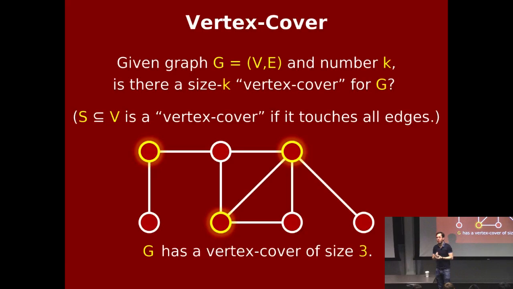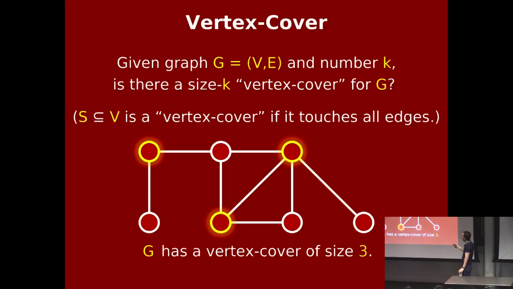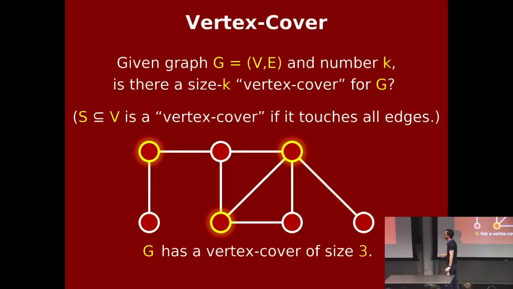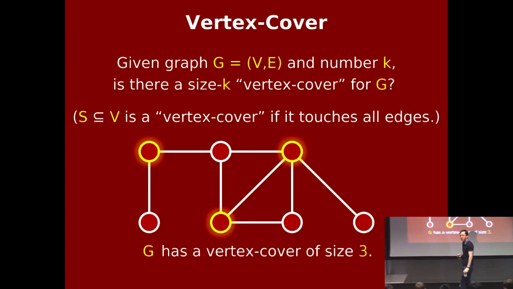Can anybody give a short explanation why 2 won't work? Somebody back there? There's the triangle, and the triangle needs 2, and then there's the line on the left, which needs at least 1. This triangle needs at least 2. Yeah, that's true. And then this one needs at least 1. That would prove that you need at least 3. 2 for the triangle and 1 for that. Yeah, that's a good explanation.